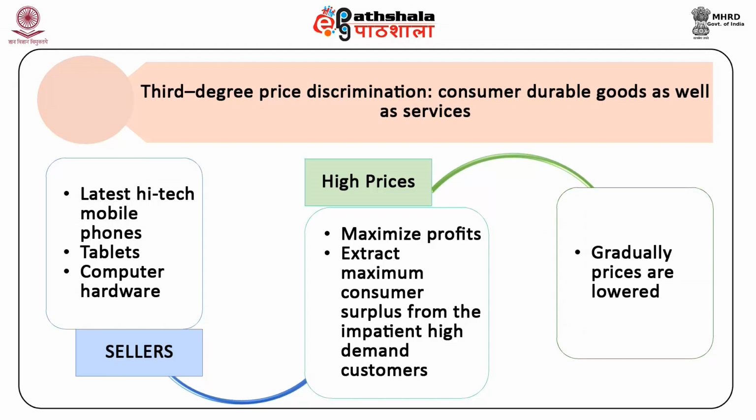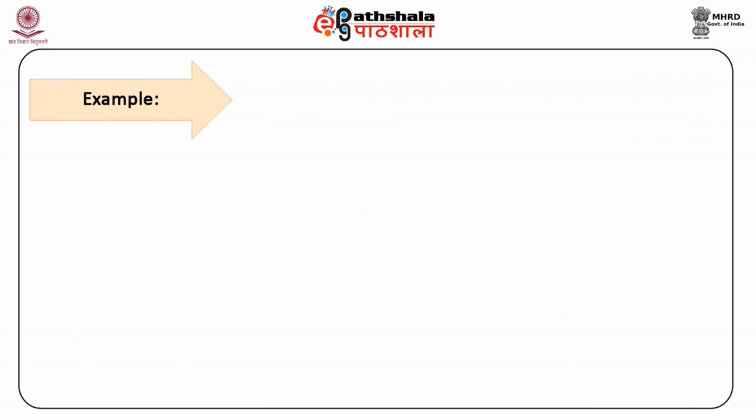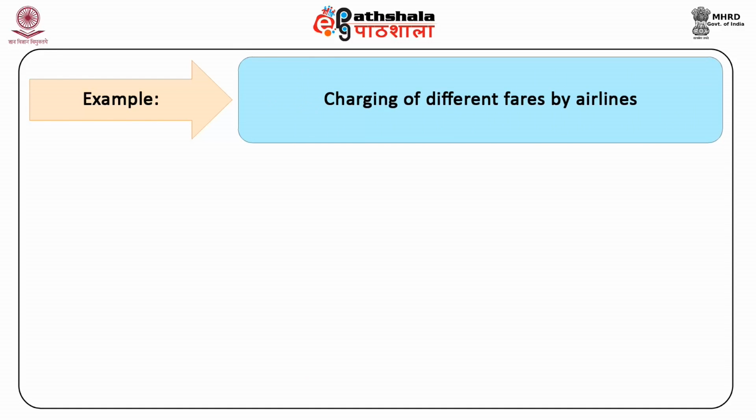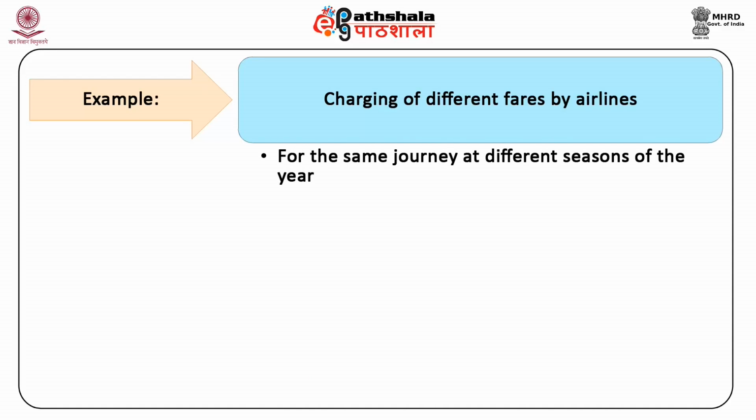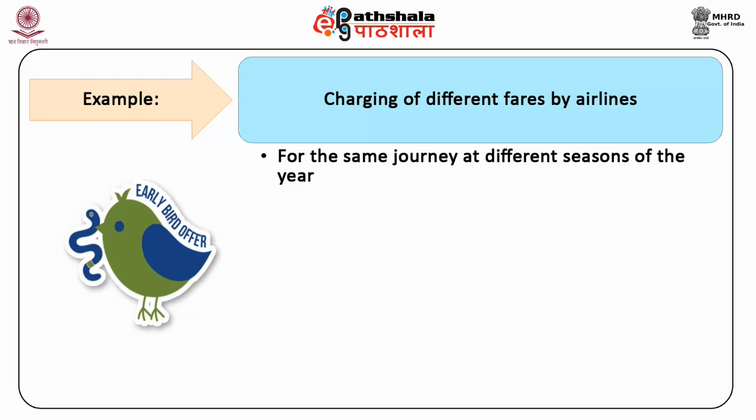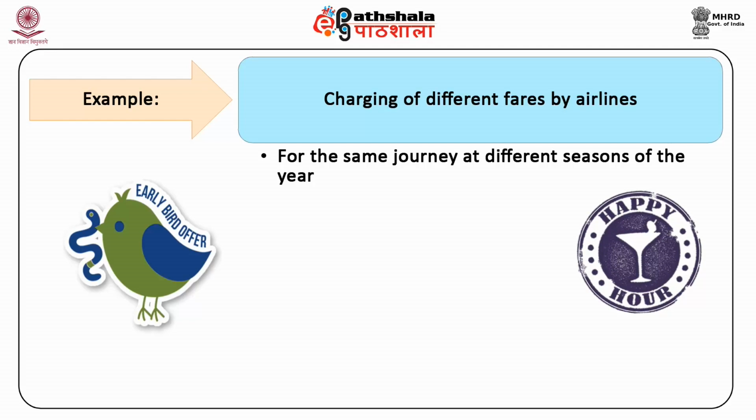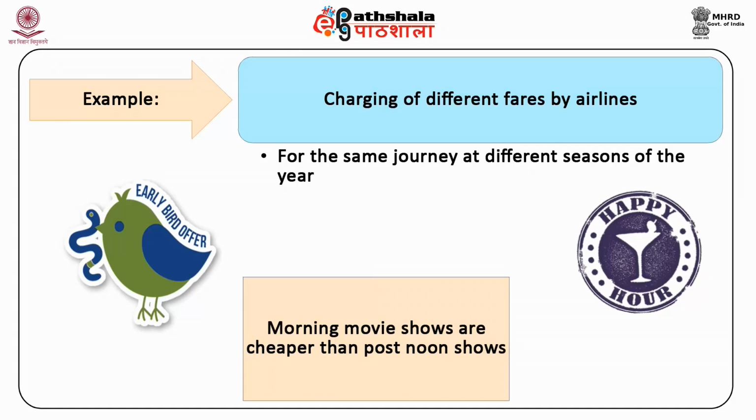gradually prices are lowered. Another example of intertemporal price discrimination is charging of different fares by airlines for the same journey at different seasons of the year. Similarly, restaurants offering early bird dinner offers or happy hour discounts also practice intertemporal price discrimination. Morning movie shows are generally cheaper than post-noon shows, again reflecting intertemporal price discrimination.